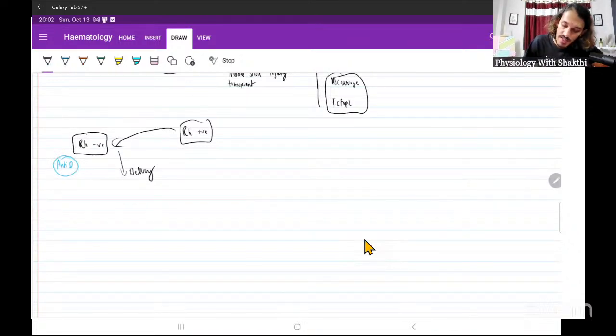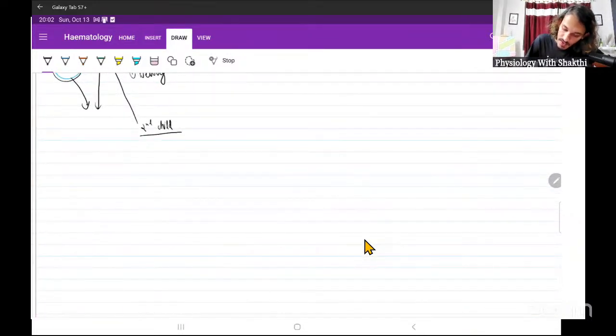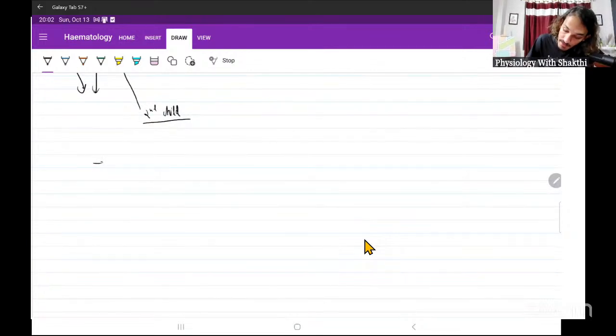So now when there is a second child, that second child will start having problems because of the presence of this anti-D. What are the problems that can happen? One, because of the reaction that is happening, hemolysis will happen. Because of the reaction, hemolysis, RBCs start bursting. That is what is called hemolytic disease of newborn.